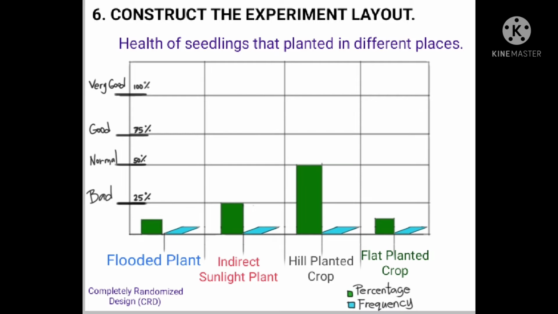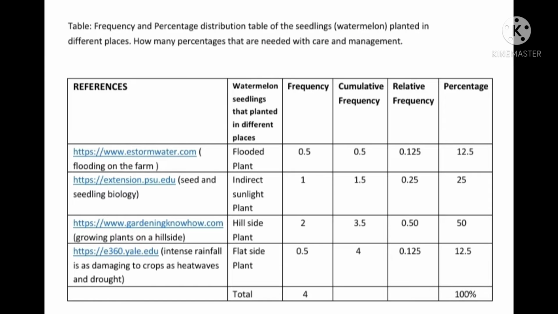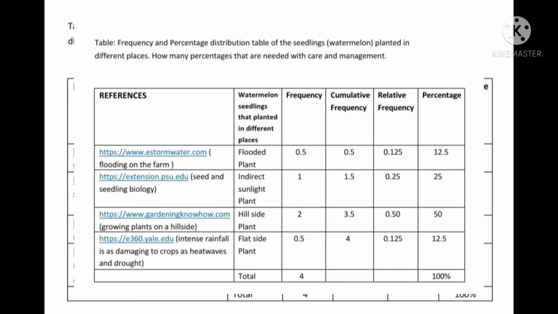The next table is this. The references. This is my references below. Then the stubs and classes are here: the watermelon seedlings that were planted in different places. Below are the places that I planted the watermelon. Then frequency, cumulative frequency, relative frequency, and percentage.